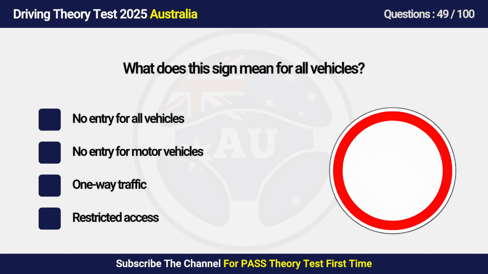A. No entry for all vehicles. B. No entry for motor vehicles. C. One-way traffic. D. Restricted access.